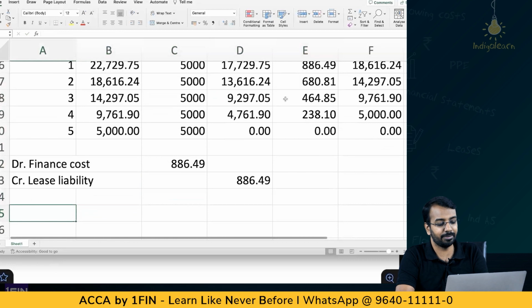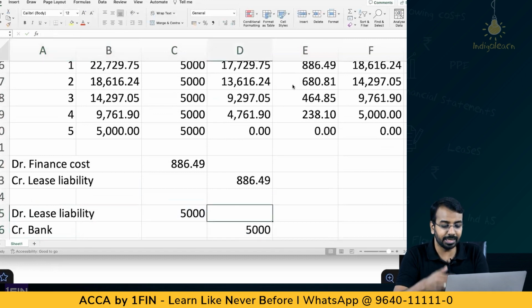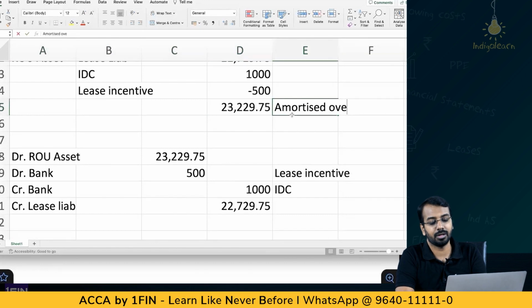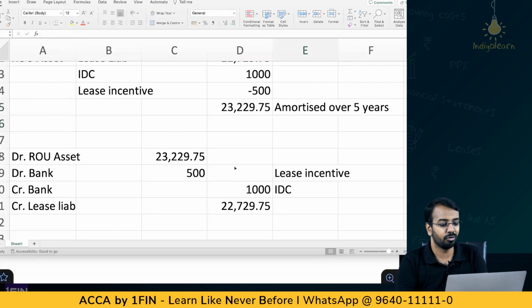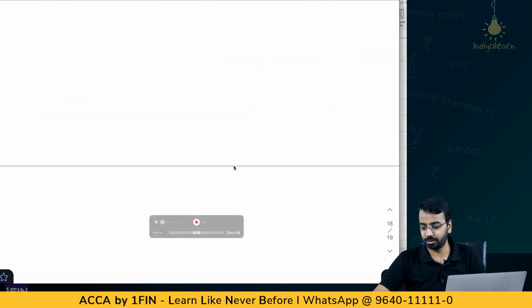Then when you make the payment, you will say debit lease liability 5,000, credit bank 5,000. So like this, every year you pass the entries and you make the lease liability 0. And this right of use asset will be amortized over 5 years. Now, why only 5 years and why not 6 years? Because we are using it only for 5 years. So we amortize the asset over a 5-year period. Okay, any doubt there?